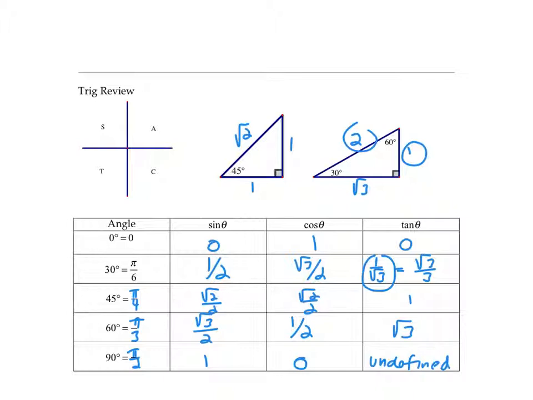One other quick thing, up here on the little x-axis, in the first quadrant, all 6 trig functions are positive. In the second quadrant, sine and cosecant are positive. In the third quadrant, tangent and cotangent are positive. And in the fourth quadrant, cosine and secant are positive. Remember the saying, all students take calculus? That helps you remember whether the functions are positive and negative in each of the quadrants.